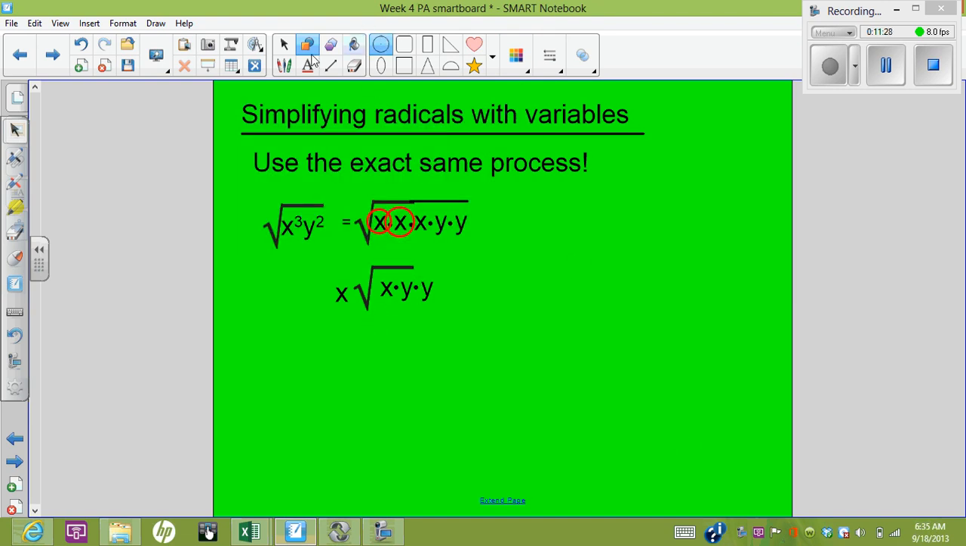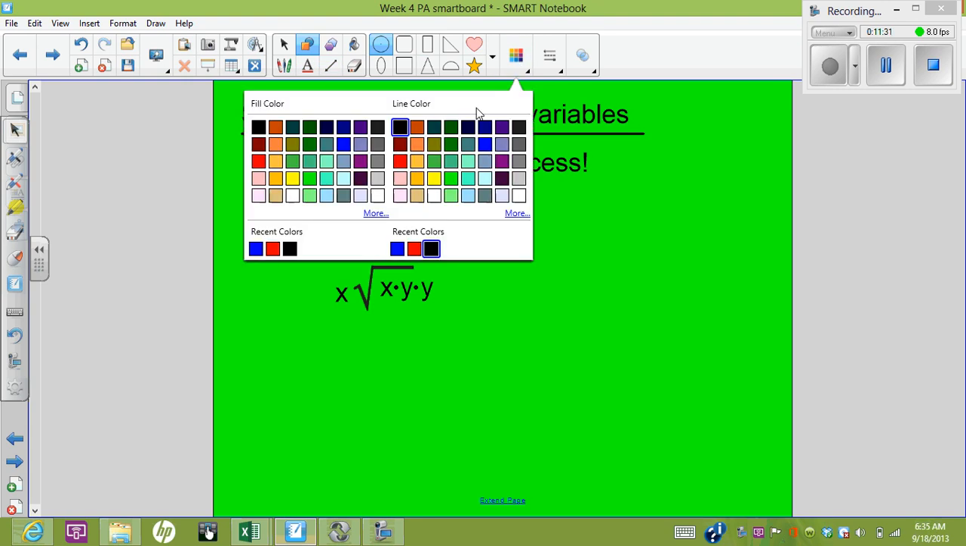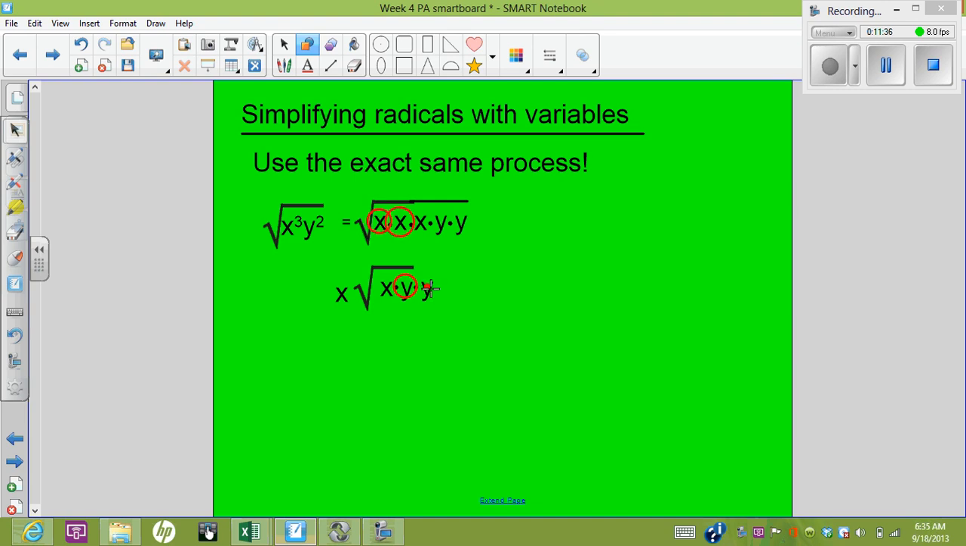Okay, but I'm not done because I still have a pair of variables on the inside. And that pair of variables is my pair of y's. So I found another pair of variables, and I'm going to take those out and put them out here with the x. So now on the outside, I have x, y, because I pulled out a pair of x's and a pair of y's. And then what am I left with on the inside? The only thing I have left is one lonely little x. So the square root of x cubed y squared is simply xy times the square root of x.